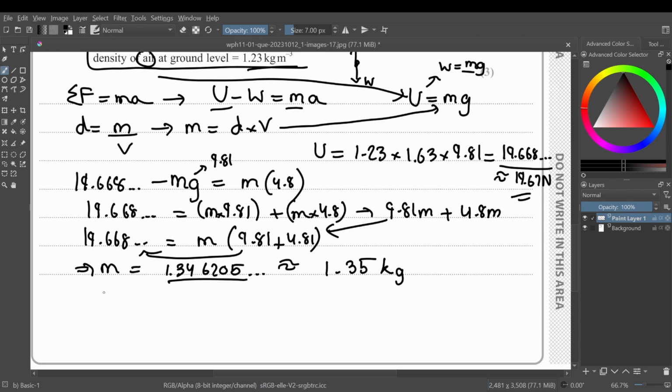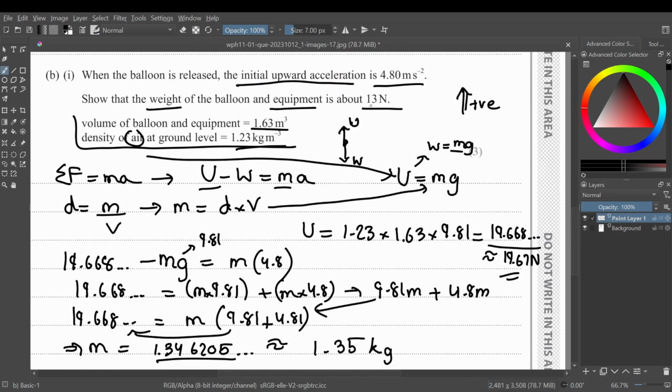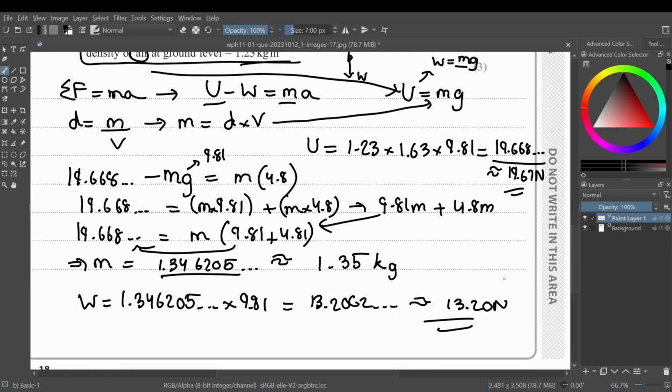So now you need to find the weight. Weight is equal to mg, which is 1.346205 and so on, times 9.81, right? And then you should get your value as 13.2062 and so on, and if you round it off, it will be 13.20 newtons, right? So hence we have proof that our weight of balloon and equipment is about 13 newtons, right?